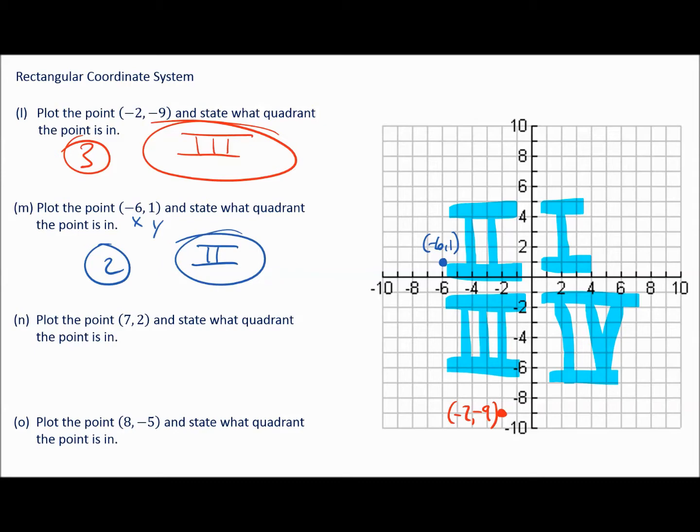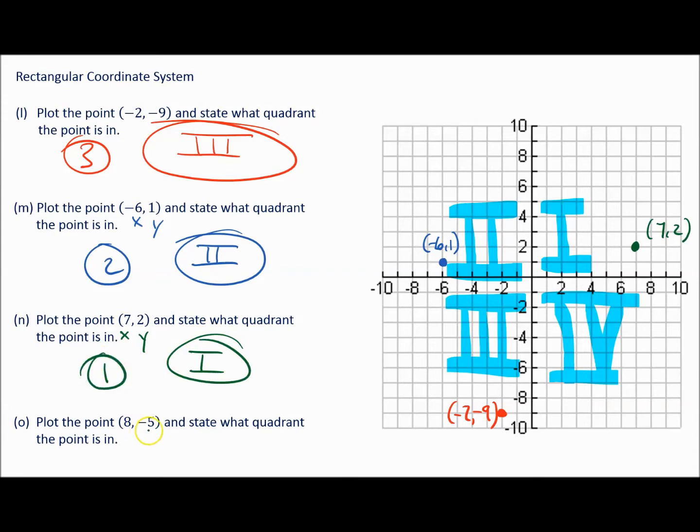All right, let's look at 7, 2. So x is 7, y is 2. So I go over to the right and touch 7. I don't make a mark yet because I still have to go up 2. And there's my point 7, 2. And notice that is in quadrant 1. Or I could just put the number 1.